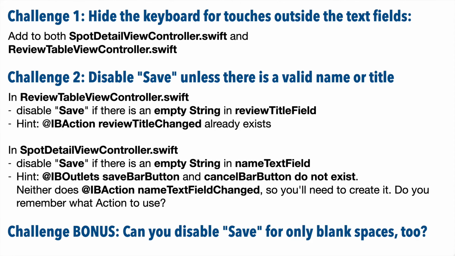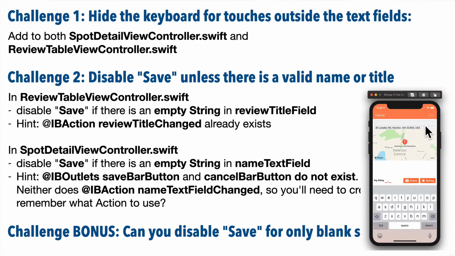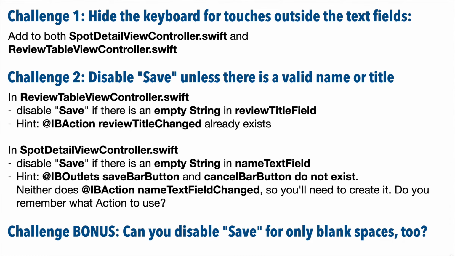Also, disable the Save button if there is an empty string in either the spot name or the review title. Hint, we covered this back in WordGuard. Now, you've already got an empty IB action in the review table view controller that you can use for this. That's the function called review title changed. But in the spot detail view controller, you're going to need an IB outlet for the save bar button. Add one for the cancel bar button while you're at it. We're going to need that later in this lesson.